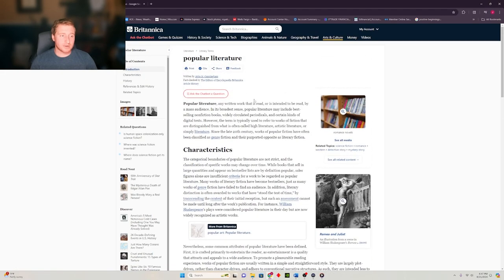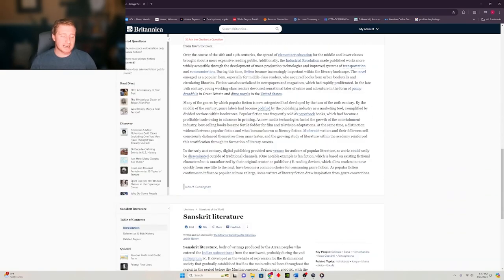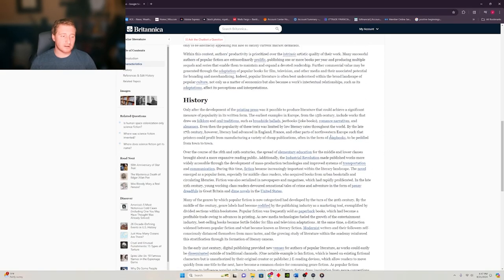And not only will you get a definition, but you get some facts on characteristics, history, and even things related towards the concept of popular literature that you would find on the side. For example, is human space colonization only science fiction? Where was science fiction invented? And where does science fiction get its name?